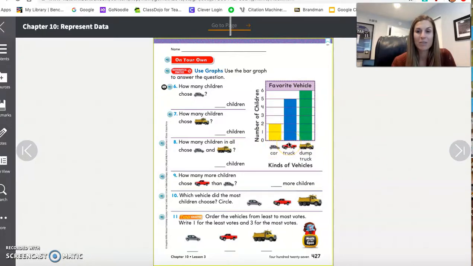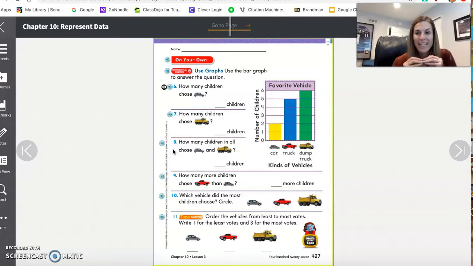Still the same information. Number 7, how many children chose dump trucks? Go to your dump truck. Count those up. Look at it. Now number 8, how many children in all chose cars and dump trucks?